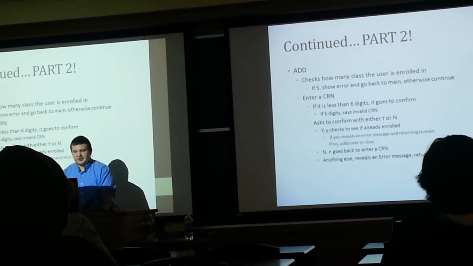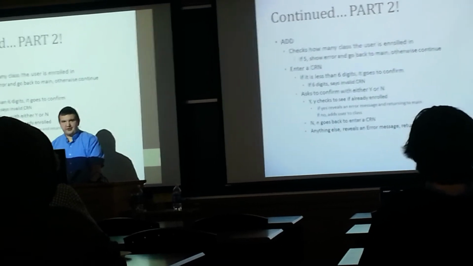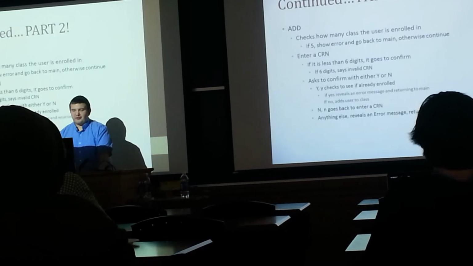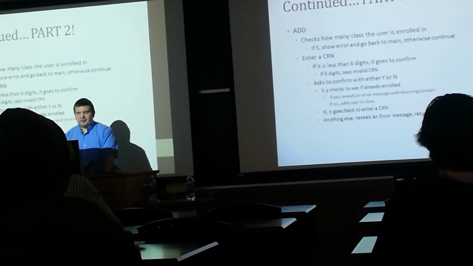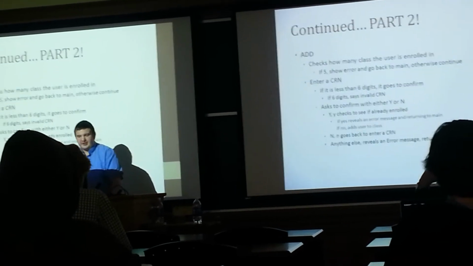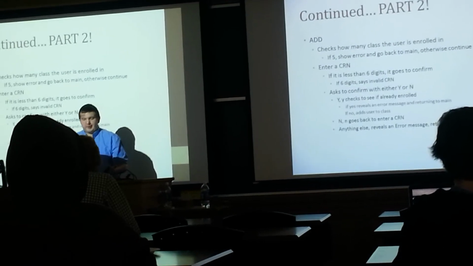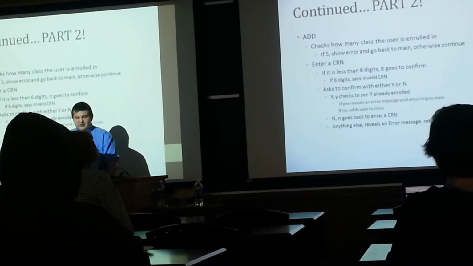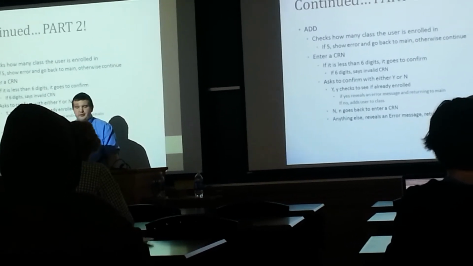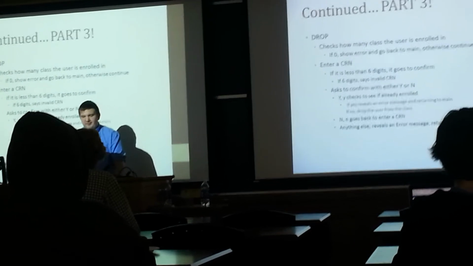If less than 6 digits, goes back to confirm. If 6 digits or more, it says invalid CRN because no CRN is over 5 digits. Ask to confirm with either yes or no. Non-case sensitive, so Y, uppercase or lowercase, it's fine. Reveals a message that you've been added to the class, then goes back to the main menu. If no, goes back to classes. Anything else reveals an error and returns to the confirm menu.